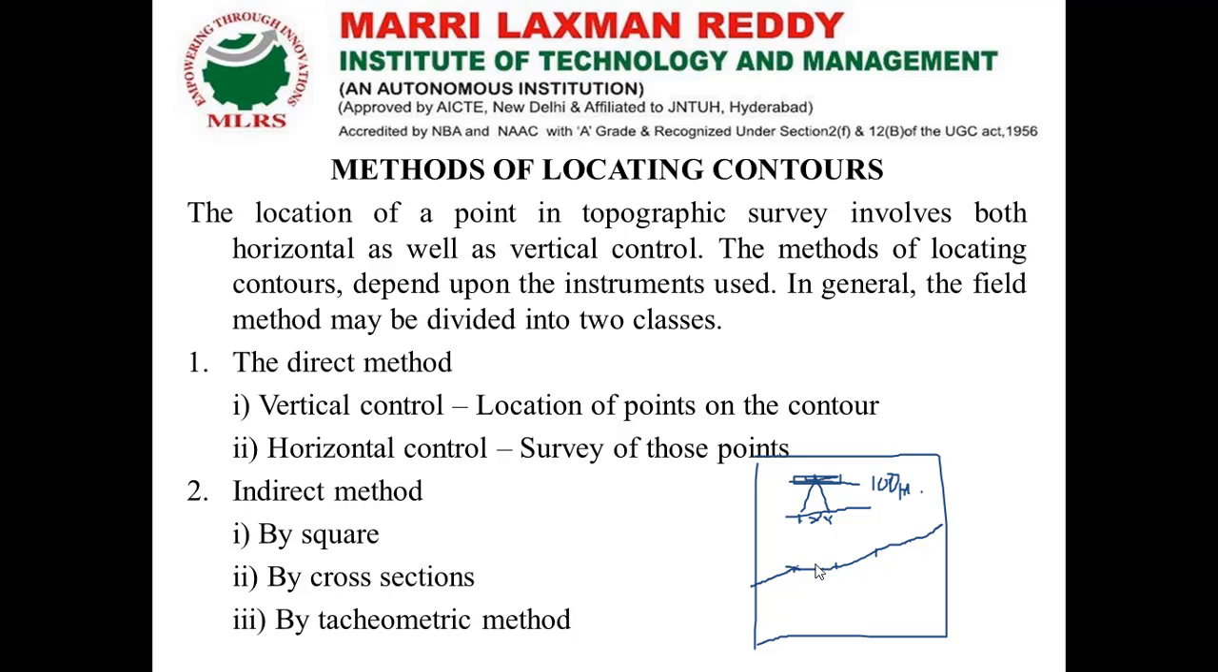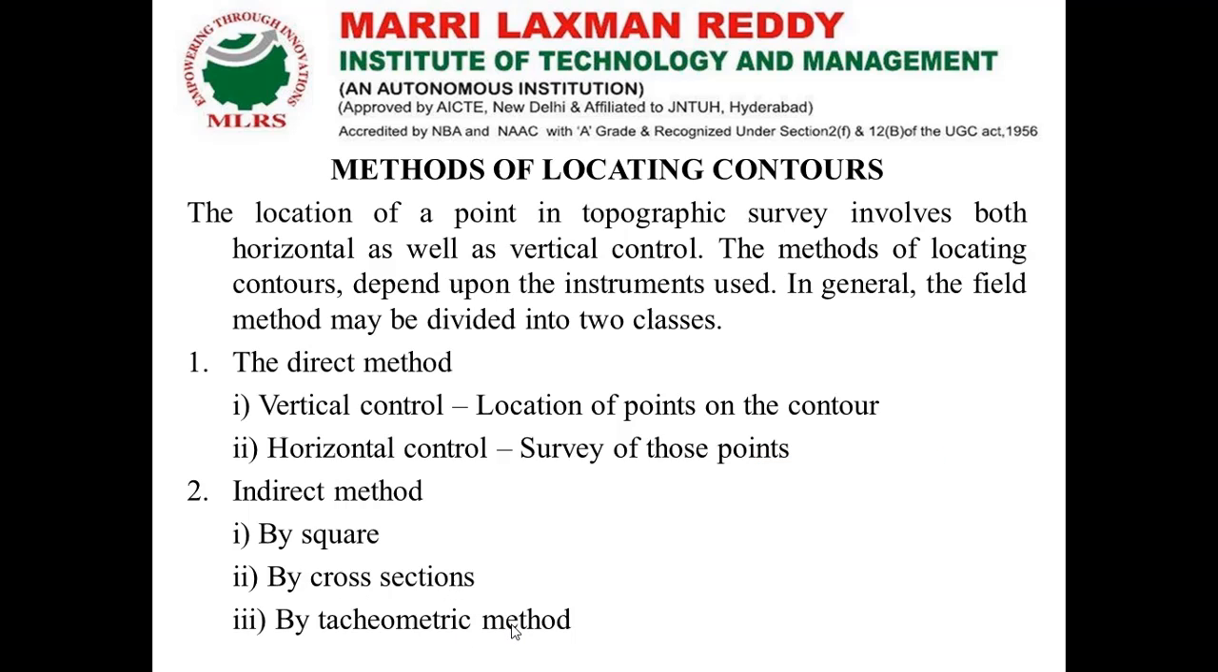But the indirect method we are going to use every time. Those indirect methods are: one is by squares or the radial method, the second one is by cross sections, and the third one is by the tachometric method.